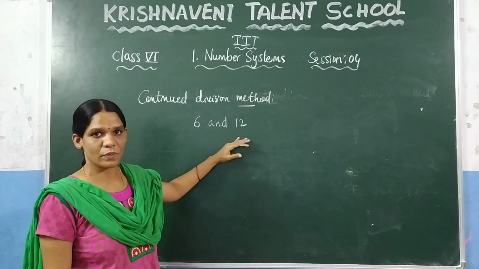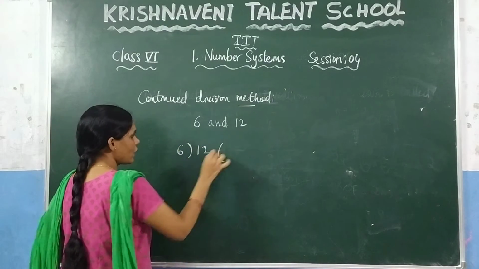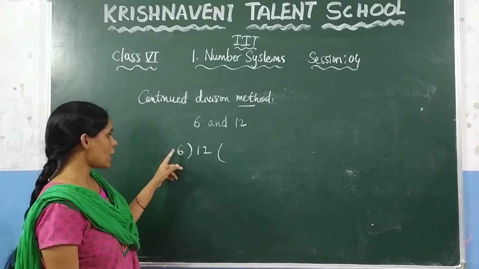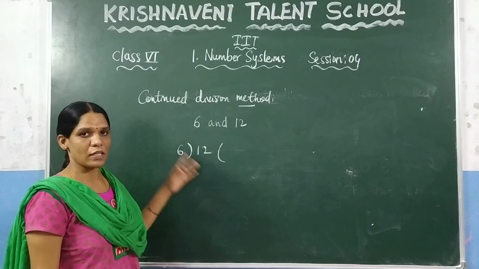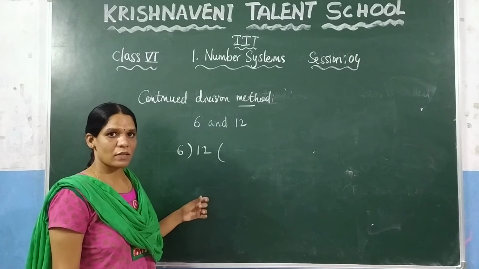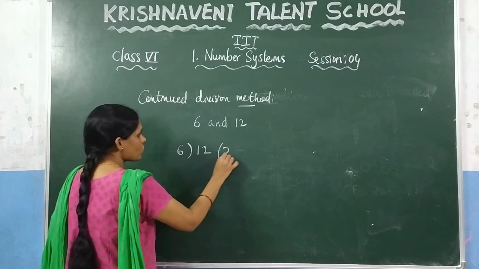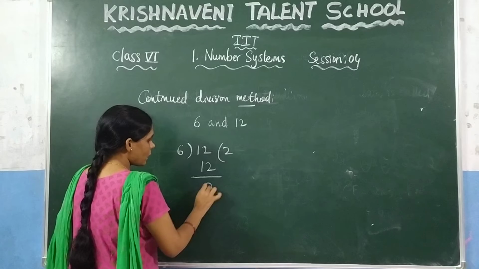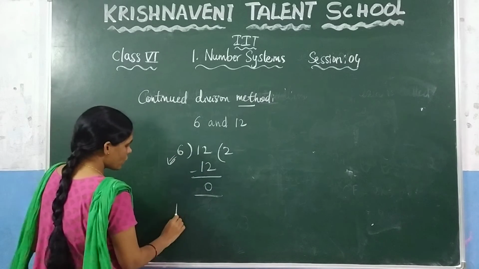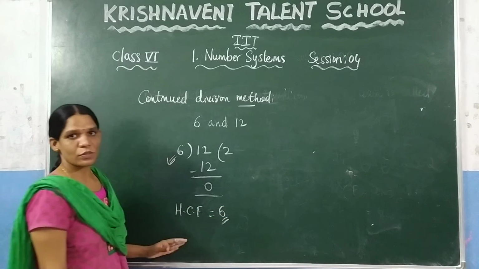What is the largest number here? 12. So here divide 12 by 6. And after that, if you get the remainder as 0, the last divisor will be the HCF. And if the remainder is not 0, then again you need to take the HCF of the remainder and the divisor. First see this one, 6 2s are 12. Since the remainder is 0, what is the divisor in this case, which is 6. So you can say here the HCF of 6 and 12 is 6. Like that you need to calculate.